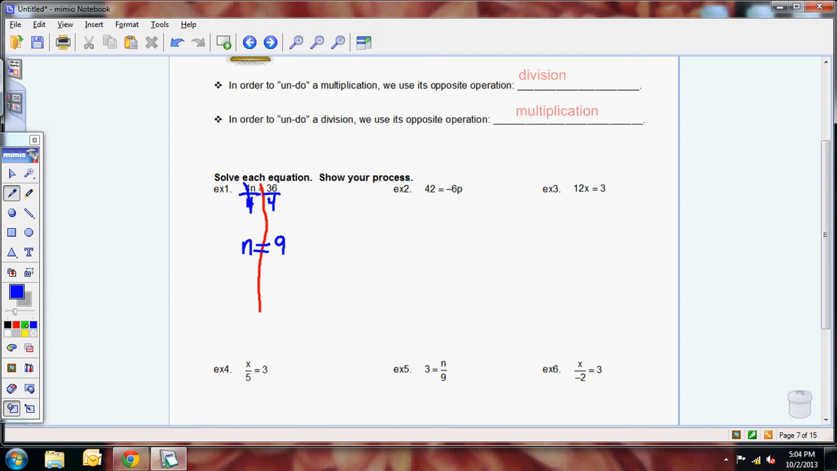You can plug that in to check your solution. Let's just do it like this. If I have 4 times 9, that does give us 36. So this one checks out. These are nice and simple to check.